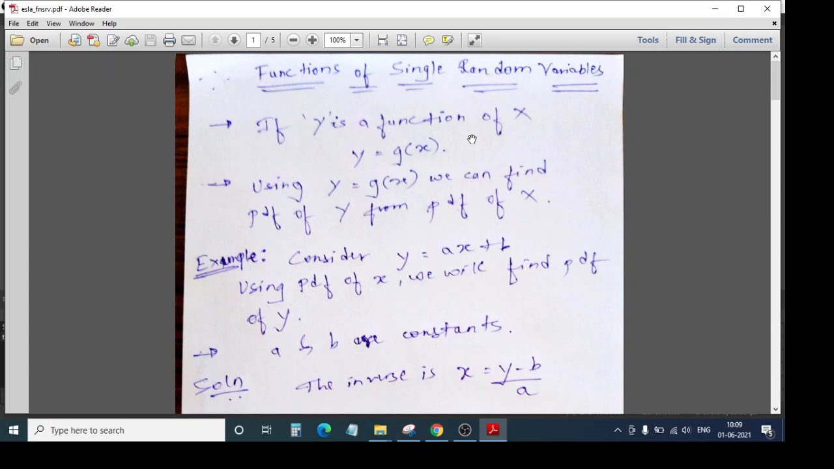So in today's class, in continuation with the previous classes, today we'll discuss your new topic, which is functions of single random variables. So today we'll try to go ahead with the functions of single random variable. To understand what actually this is, we need to have some recap of the previous classes, so please go through the previous classes.